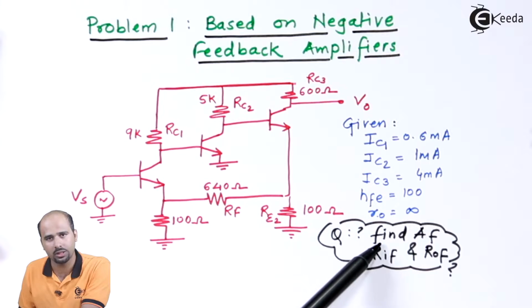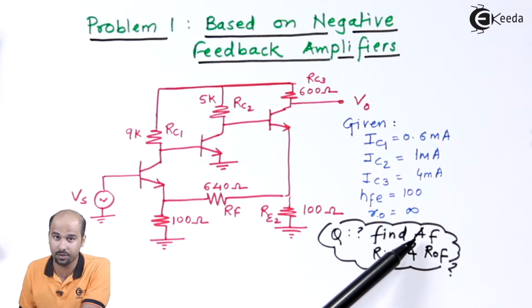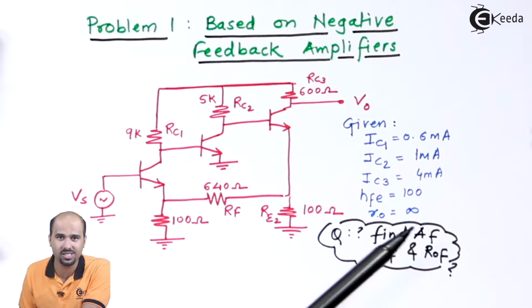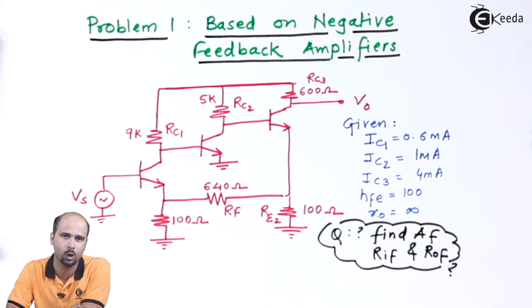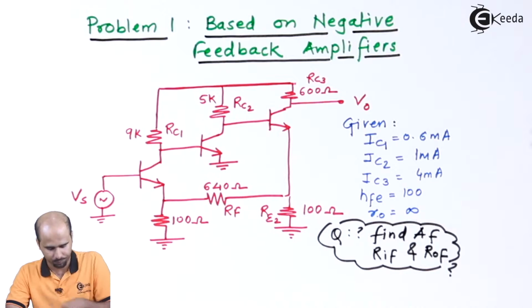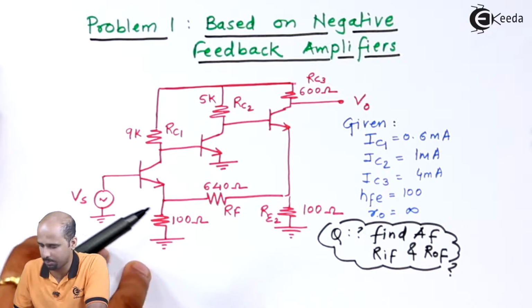We have to find out the gain with feedback, input resistance with feedback and the output resistance with feedback. So they have just specified that you have to find out the gain. They have not specified what is voltage gain, what will be your current gain, what will be your transconductance gain or transresistance gain. So your first step is to identify the feedback topology. Let's start with step number 1.